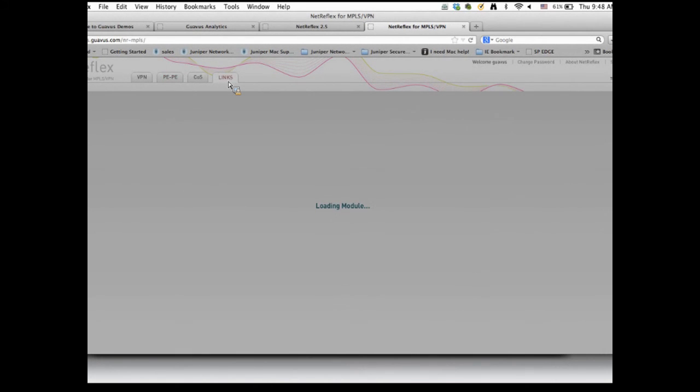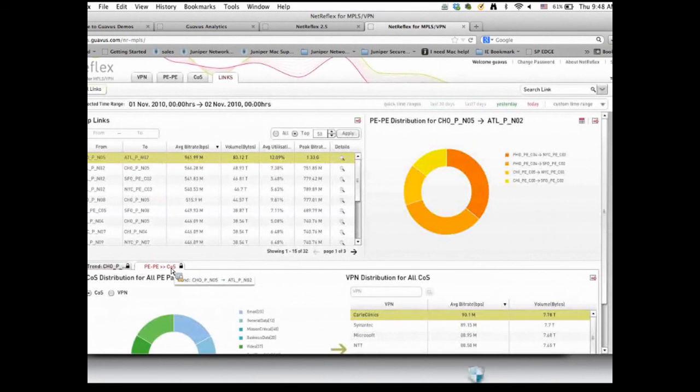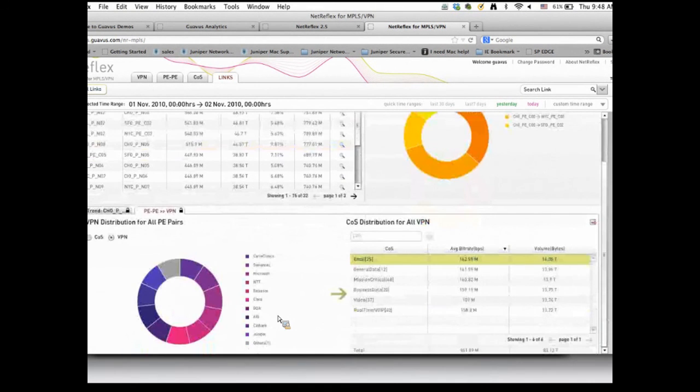I guess I need to switch quickly into the, so again, this is basically on the links, the Ps that it traverses, and again, the classes of service traversed on those particular links. And again, you can go into VPNs, what are those things, what kind of average bitrate that you get on class of service and volume of data.